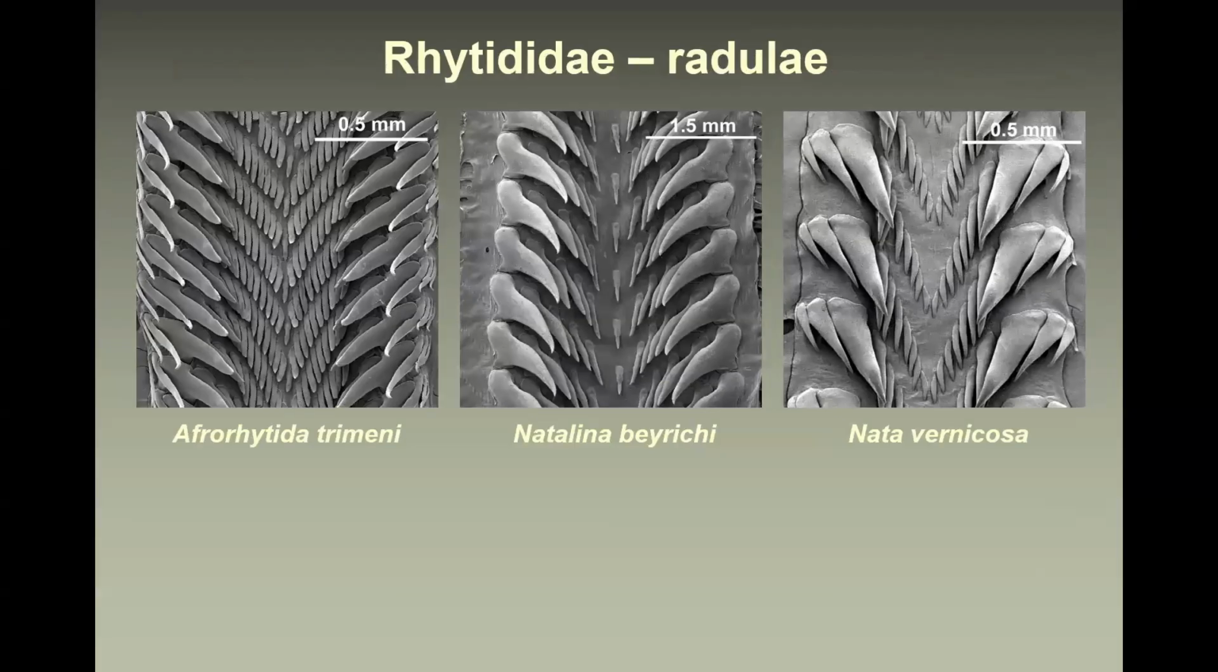If we were looking at a rhytidid, this is the sort of structure we would anticipate, as I've shown you already: very many large teeth, dagger-like teeth, saber-like teeth, a completely different radula structure. And of course, with a rhytidid, there is no jaw.